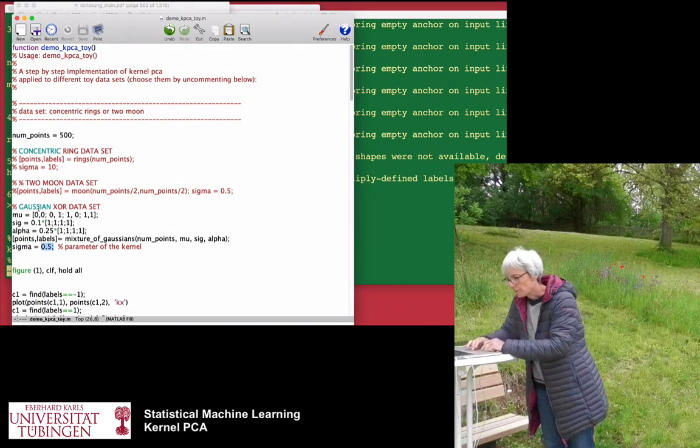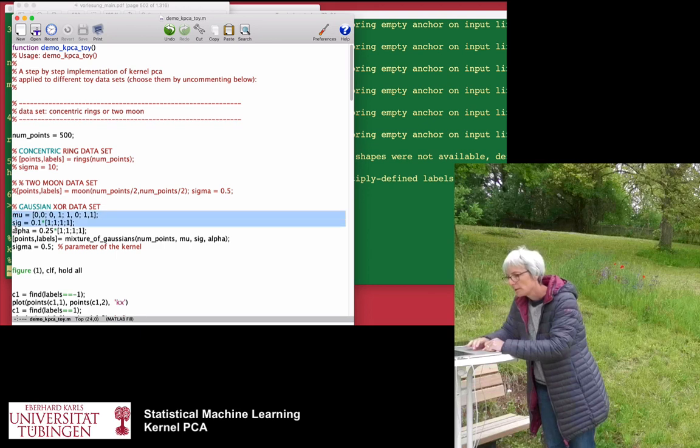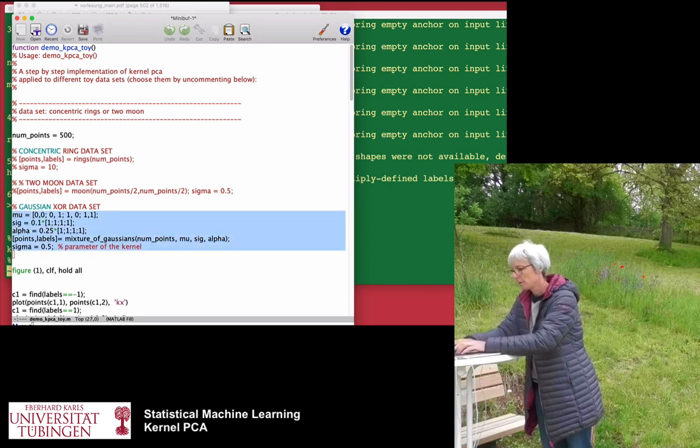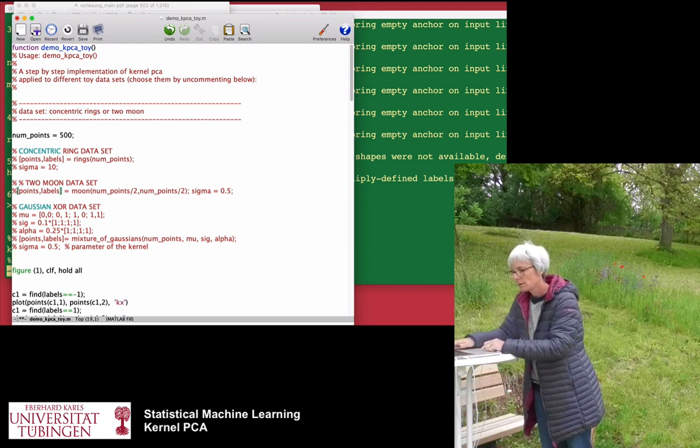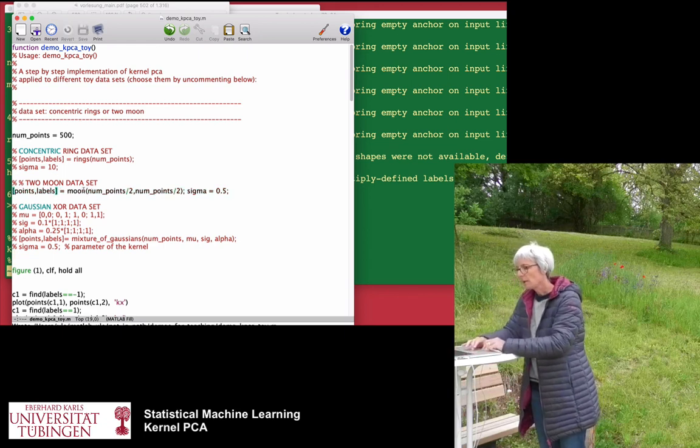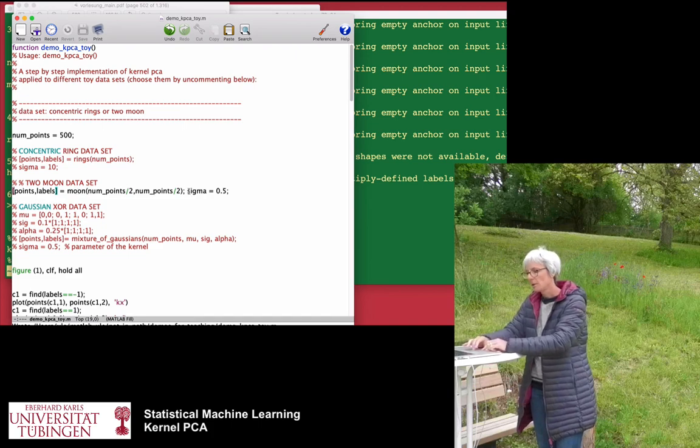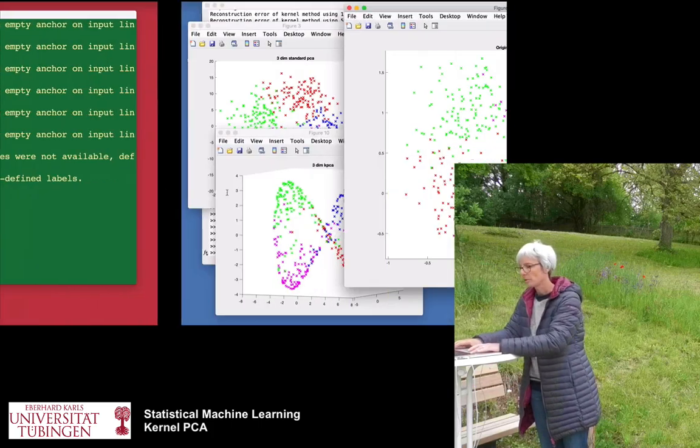Let's see, I think I have one more data set here. This one. It's a 2 moons data set. We're going to see it in a minute, and just already note that sigma is 0.5.